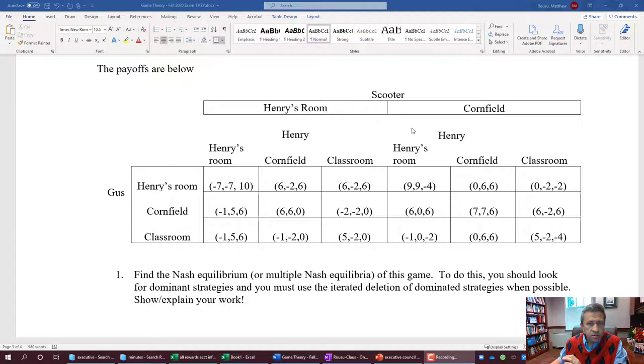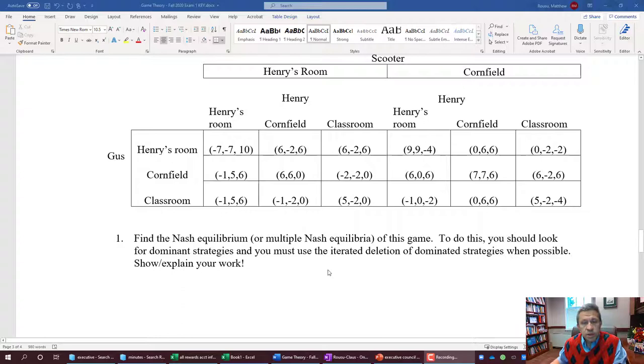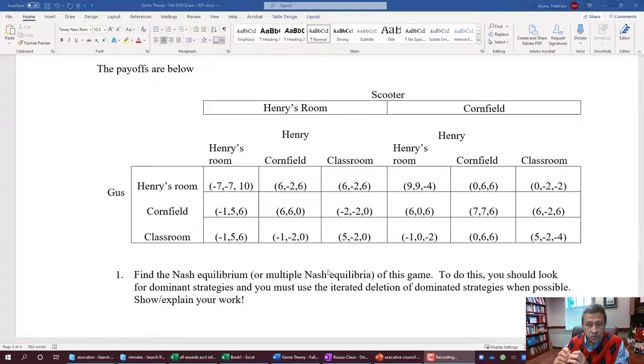Find the Nash equilibrium or multiple Nash equilibria of this game, and in this exam I gave very specific instructions, actually. Look for dominant strategies and also use the iterated deletion of dominated strategies when possible. I say show or explain the work, of course, for an exam. To start off, there are going to be no dominant strategies in here. I can just say that, having worked through it, you can go through and verify and check that out for yourself, but there will be no dominant strategies available.